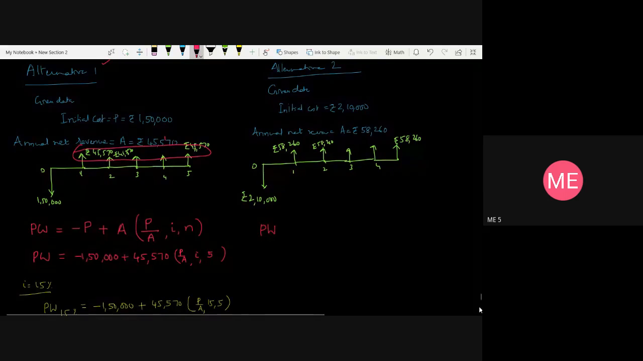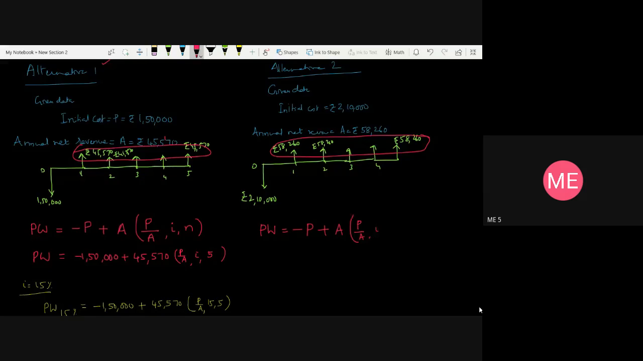So present worth of this particular cash flow diagram is given as, because it is revenue dominated, minus P plus the annuity. These cash flows represent the annuity, into P by A, comma I, comma N. Substituting, it is minus 2,10,000 plus annuity, which is 58,260, into P by A. I don't know I, we need to find out. N is 5 years.